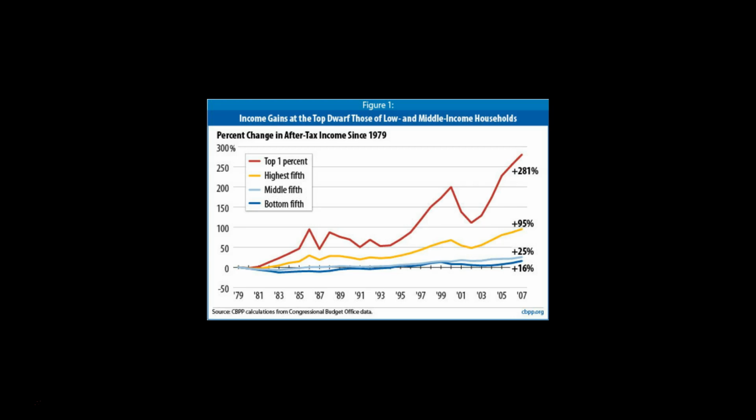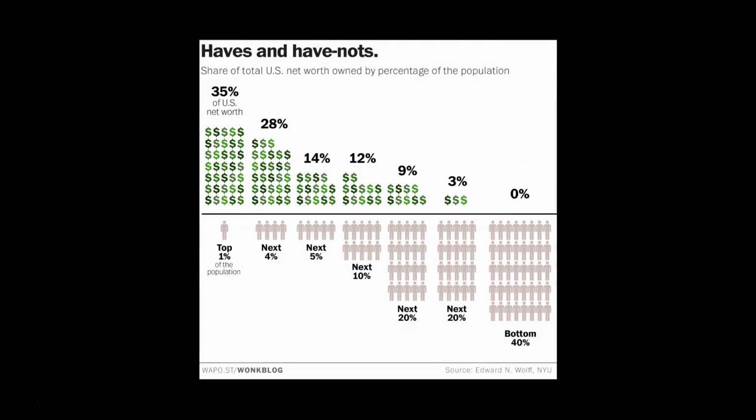In this case, the current fact is that the top 10% own 76% of the nation's wealth. That is a huge disparity. So you can see a chart right here where the bottom 40% literally own no wealth. The top 1% have 35% of the nation's wealth. The next 4% have 28%, and so on.